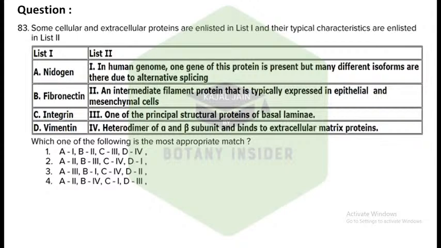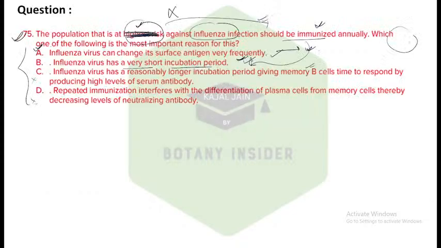Changing surface antigen, not binding properly to antibody. No, Selva, I'm talking about that other question. If the question was asking why it needs to be immunized annually, then the answer would have been that it changes its surface antigen, that's the reason we are immunizing annually. But it is asking us that the population which is at the highest risk, why is it getting immunized annually?